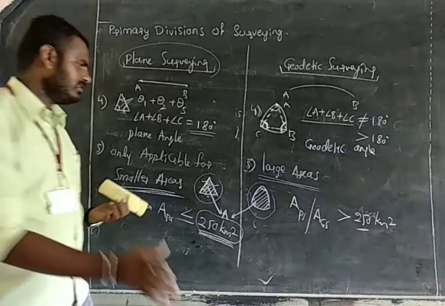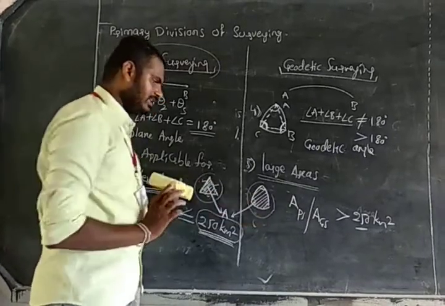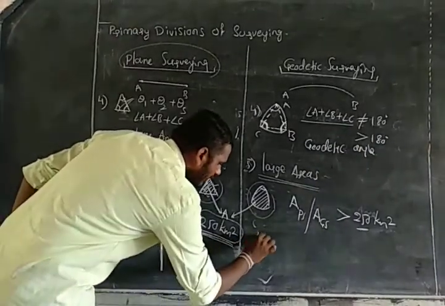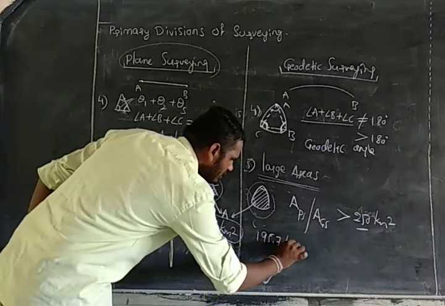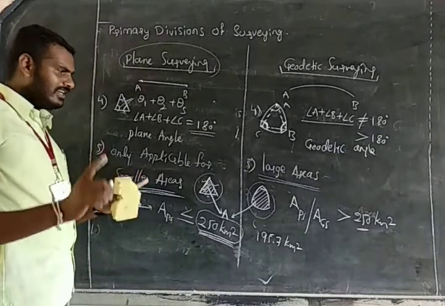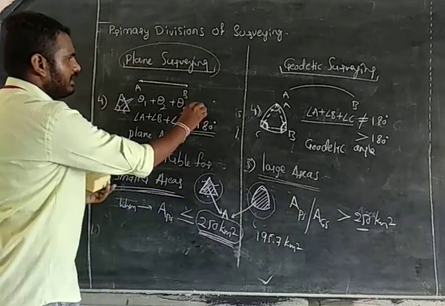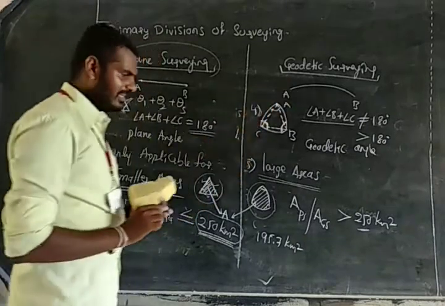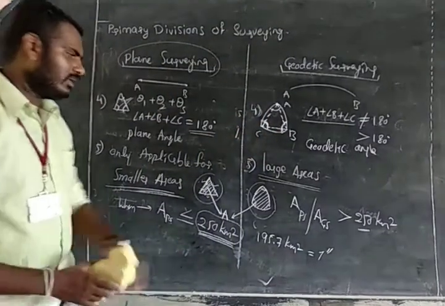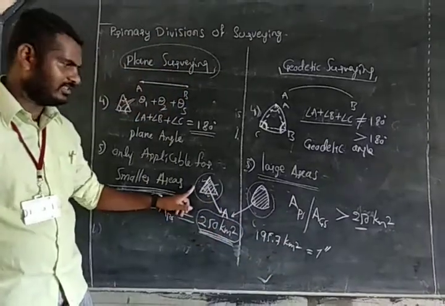Irrespective of the lengths that you measure in this plane triangle and geodetic triangle, if you calculate the area, for every 195.7 square kilometers of area, the difference between the summation of angles in the plane survey and the summation of angles in the geodetic survey is equal to 1 second.